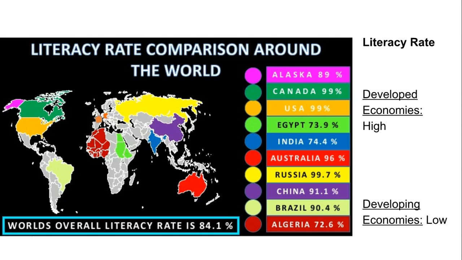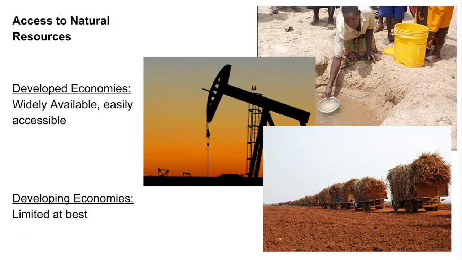Literacy rate is our next piece here. In developed economies, the literacy rate is going to be very high, almost 99%. We can't quite say 100% because you can't put a label on everybody, but overall, in developed economies, you're going to see it at 99%, whereas the world average is only 84%. And so in developing countries, because of their lack of education, because of their lack of resources, their literacy rate is going to vary pretty greatly.